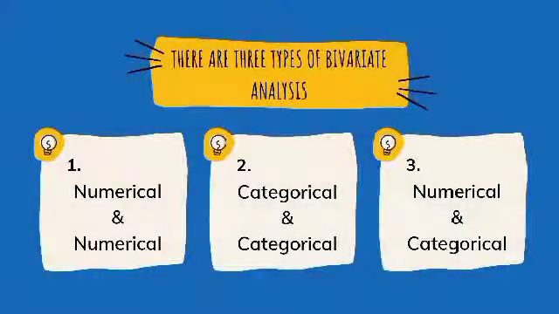There are three types of bivariate analysis. The first type, numerical and numerical. In this type, both the variables of bivariate data, independent and dependent, are having numerical values. The second type, categorical and categorical, when both the variables are categorical. The third type, numerical and categorical, when one variable is numerical and one is categorical.